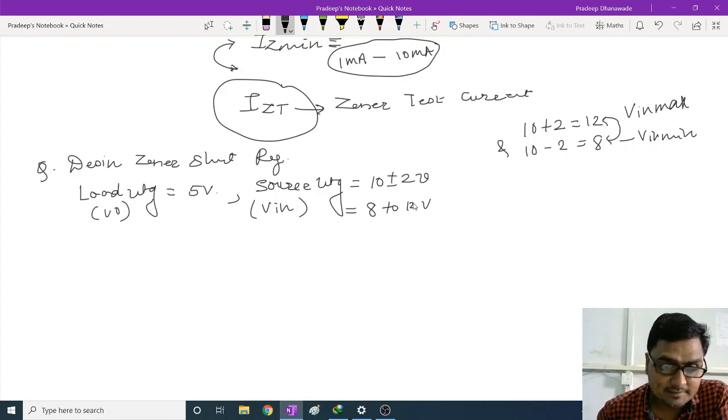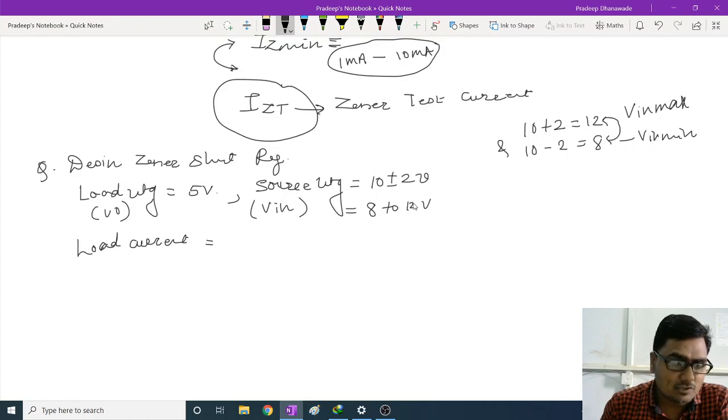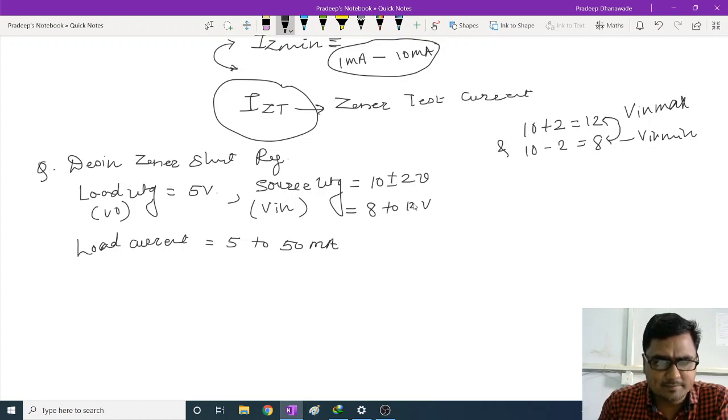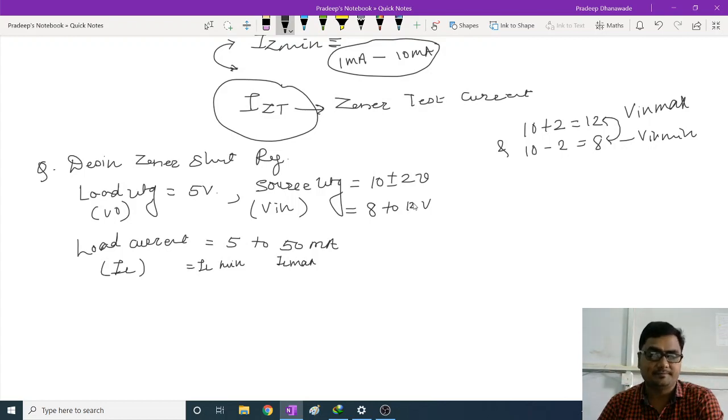Now, what else is given? Then load current. How much load current is specified? It is 5 to 50 milliamperes. So 5 to 50 milliamperes means IL is also specified in the range, that is IL minimum and IL maximum. Let me write it, IL minimum and IL maximum. That's what is given.